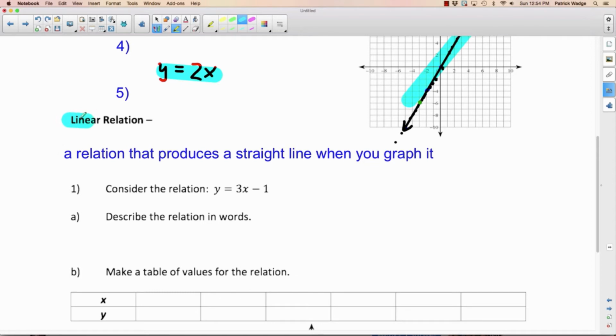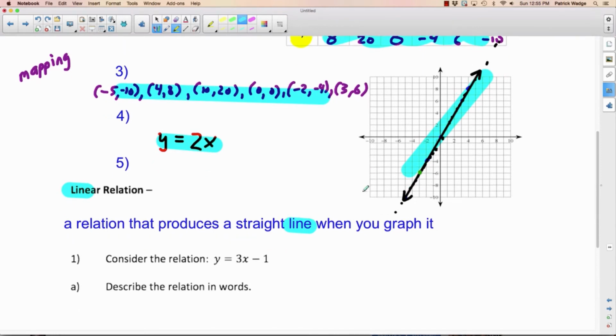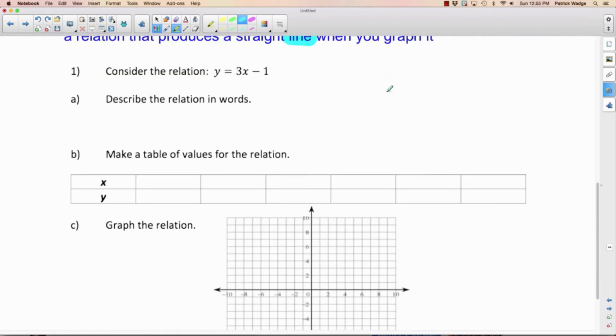Linear, and it makes a straight line, just like we got a straight line with the black line right here. If you don't get a straight line when you graph these, you did it wrong this year. All right, let's do another question here. I give you the equation this time. I tell you the equation is y equals 3x minus 1.